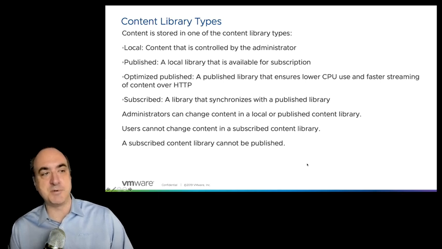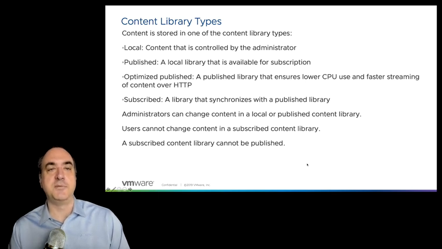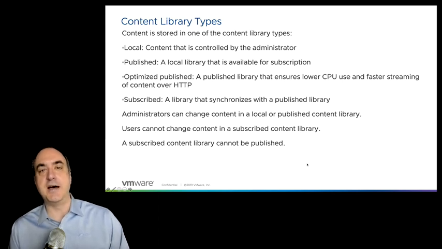Whereas the optimized published library is a library that's been published to ensure lower CPU usage and faster provisioning over HTTP streaming. Where this is most useful is if your multiple vCenter servers are not in enhanced linked mode. They will have to have the content streamed from the local library.